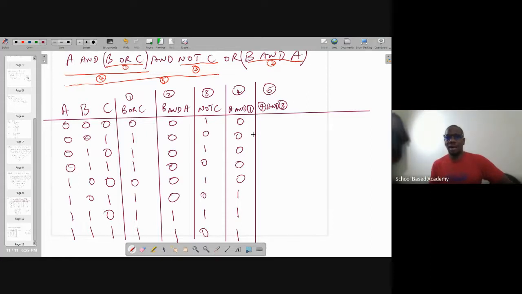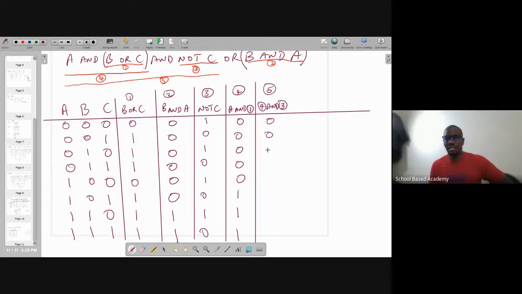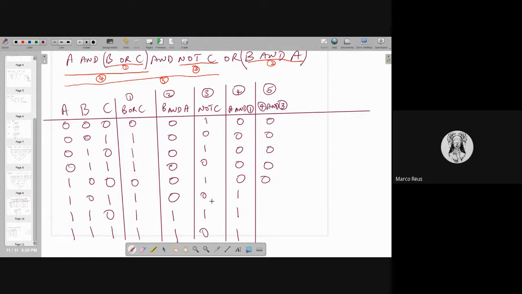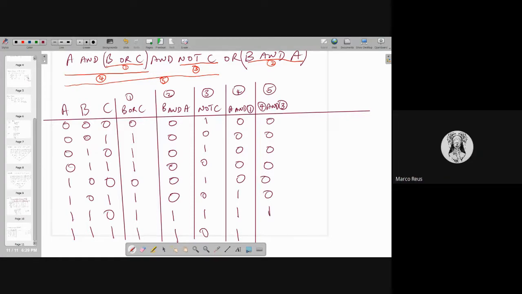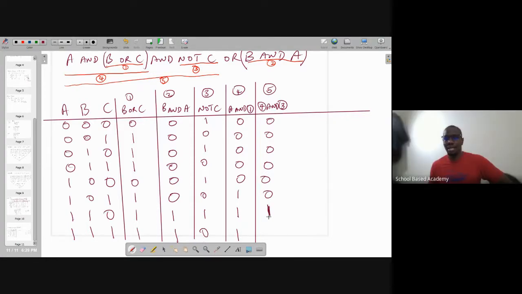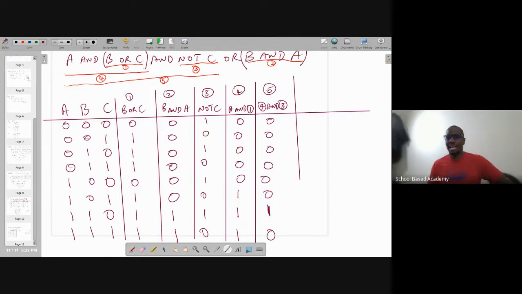Okay, the result of 4 and the result of 3. So we're looking at 1 and 0 is 0. 0 and 0 is 0. 1 and 0 is 0. 0 and 0 is 0. 1 and 0 is 0. 0 and 1 is 0. 1 and 1 is 1. And 0 and 1 is 0. And so then we move on to the last one, which is essentially the value of 5, right?